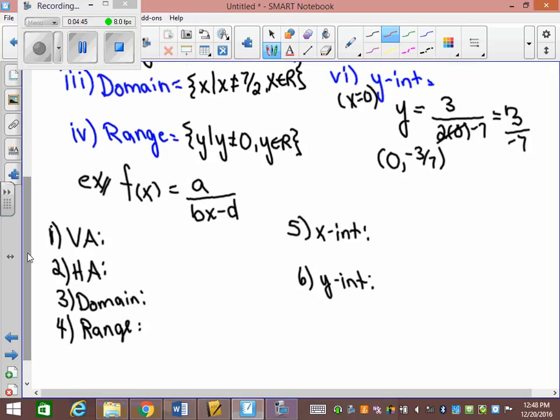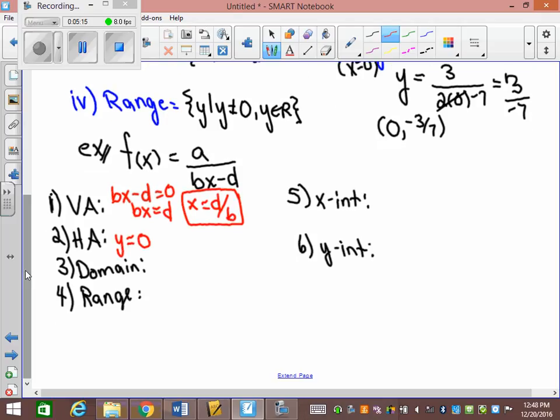So vertical asymptote is the non-permissible values. So bx minus d equals 0, bx equals d, so x equals d over b. So my vertical asymptote would be at d over b. The numerator is smaller than the denominator. So my horizontal asymptote is at y equals 0. Doesn't matter what any of those letters are.